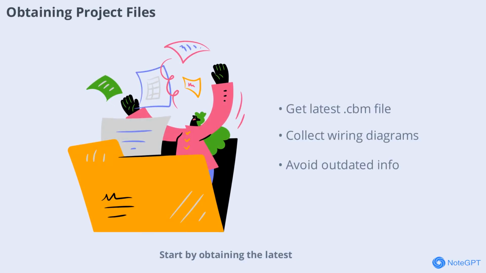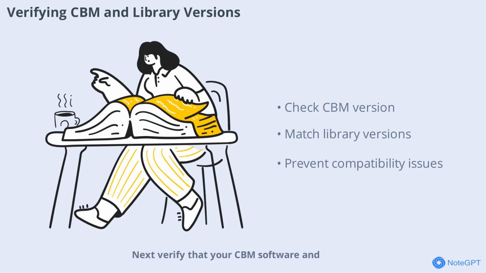Start by obtaining the latest CBM project file and all relevant wiring diagrams from the design office. These documents form the foundation of your project study. Ensure that you have the most up-to-date versions to avoid working with outdated information, which could lead to errors during commissioning.